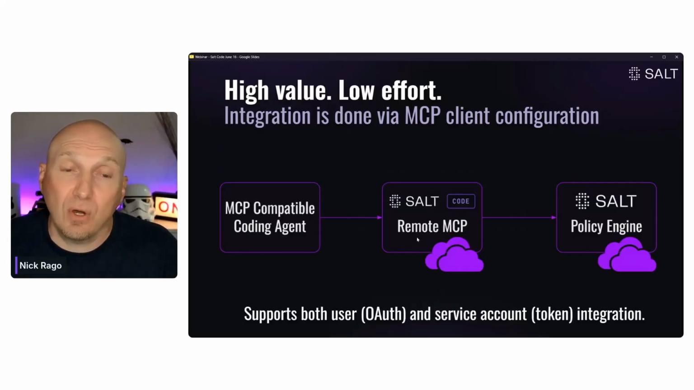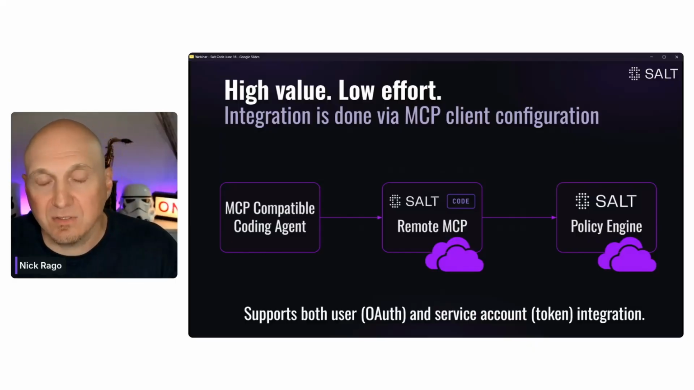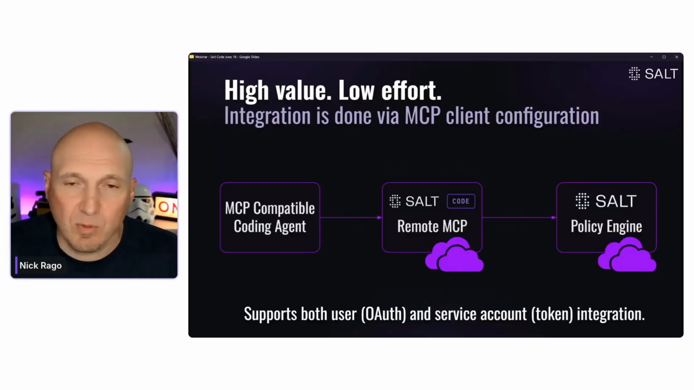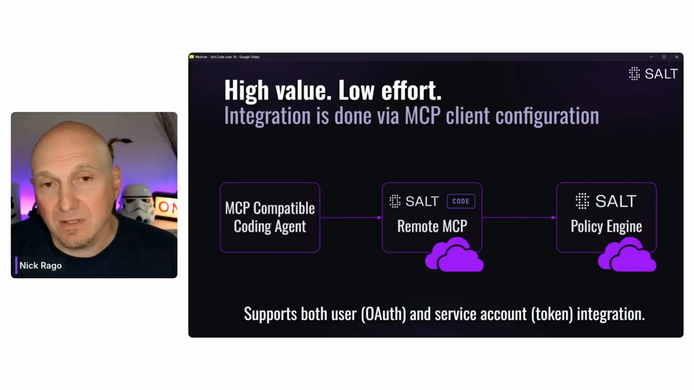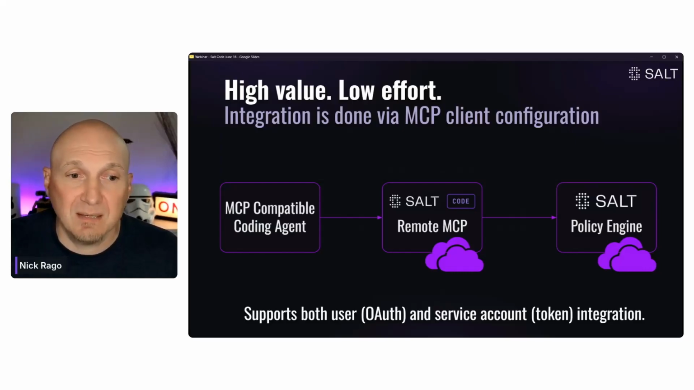Salt Code is a remote MCP, so you configure that MCP client in the coding agent to point to the MCP server. We'll talk more about how that configuration is done in a couple of minutes. And then again, the back end of this is the Salt policy engine inside the Salt Security agentic security platform. Salt Code supports two different integration types, authentication and authorization types. One is more user-oriented, so it supports an OAuth workflow for users on their desktop inside an IDE, and also supports token integration for all your service account and CLI type of integrations inside the pipeline.